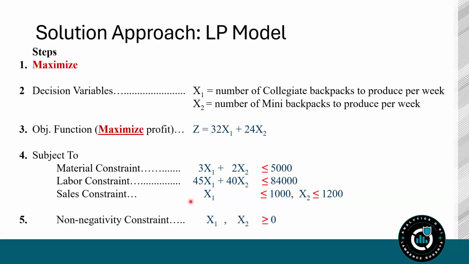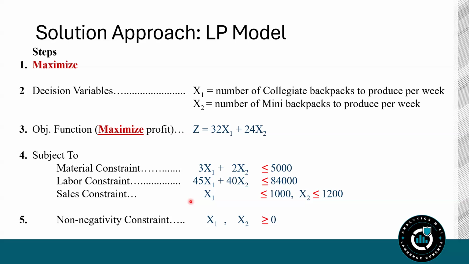Then we look at the objective function. We know $32 is the profit from each collegiate backpack produced, and then $24 is the profit from each of the mini backpacks produced. So the profit equation is going to be 32x1 plus 24x2. Next, we are going to look at the constraints that we have. In order for us to have a solution, all these constraints have to be met.